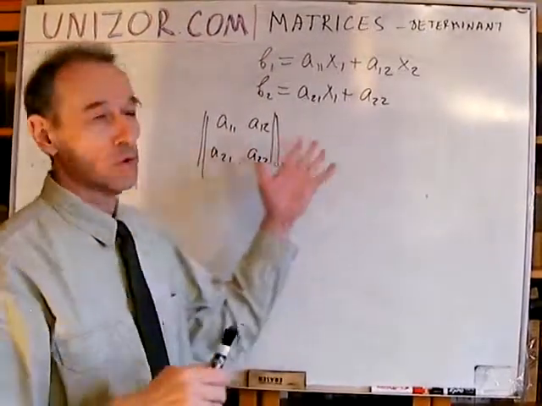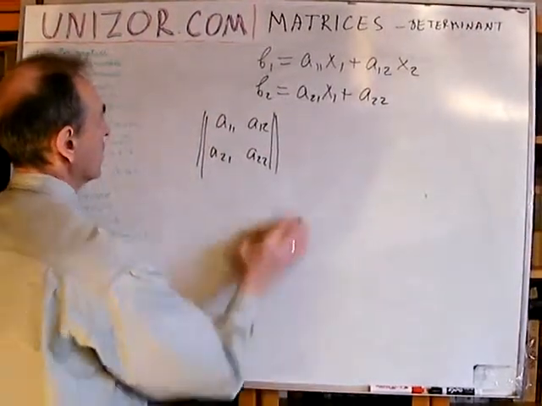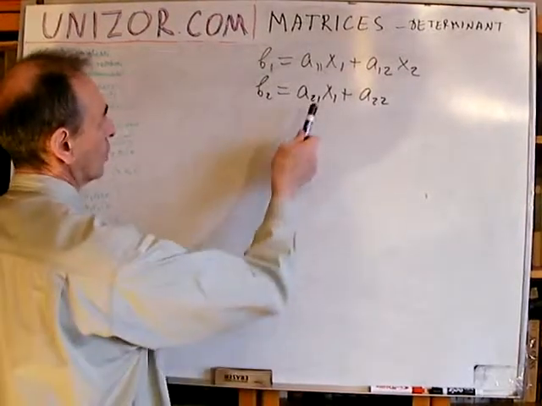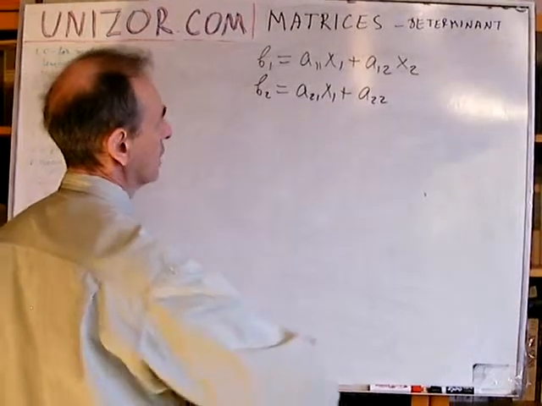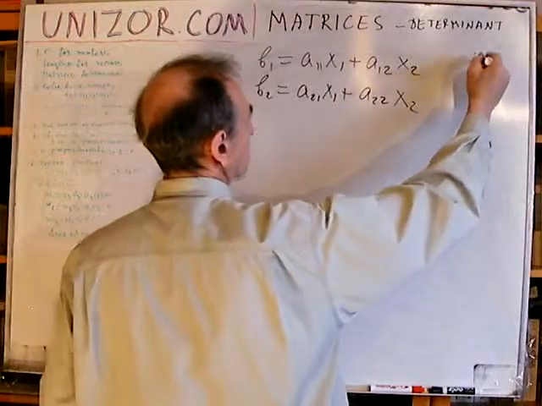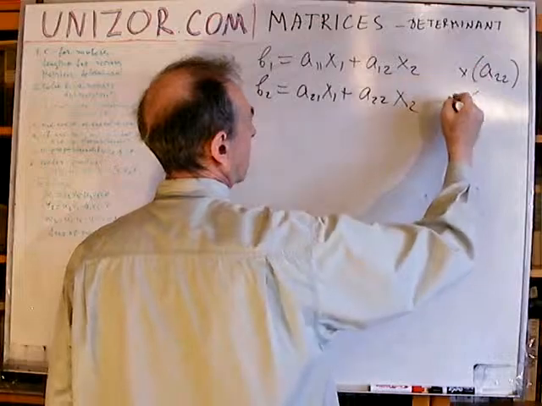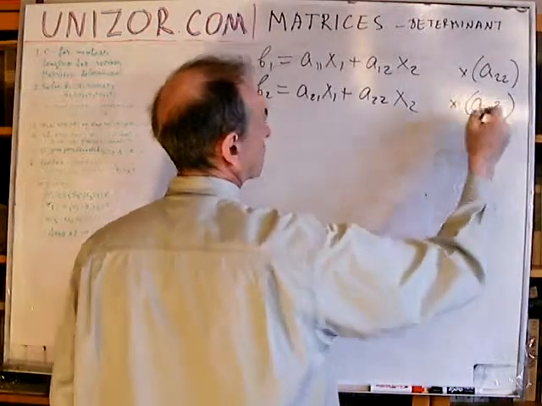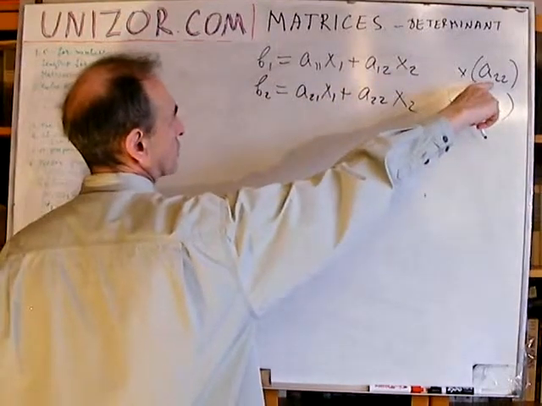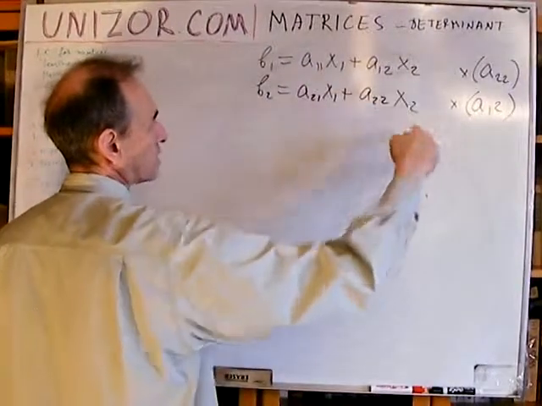Now, let's solve it, as we usually solve a system of two equations with two variables. How can we solve it? Very easily. Let's say we want to solve it for x1, so we have to get rid of x2. Let's multiply this by a22, and this by a12, and subtract. Then this would be a12 times a22 with x2, and this will be the same thing. So when I subtract, it will reduce.